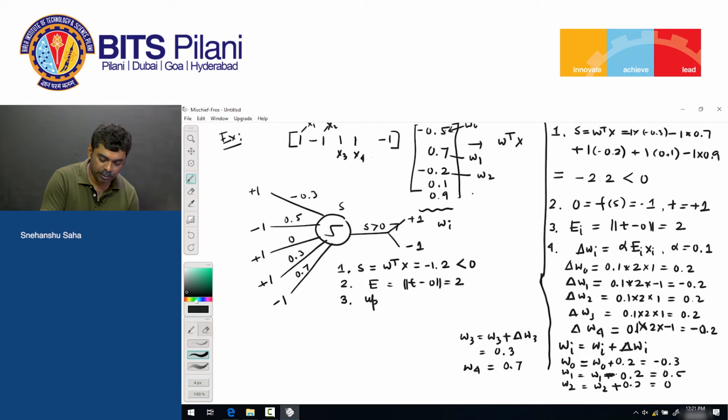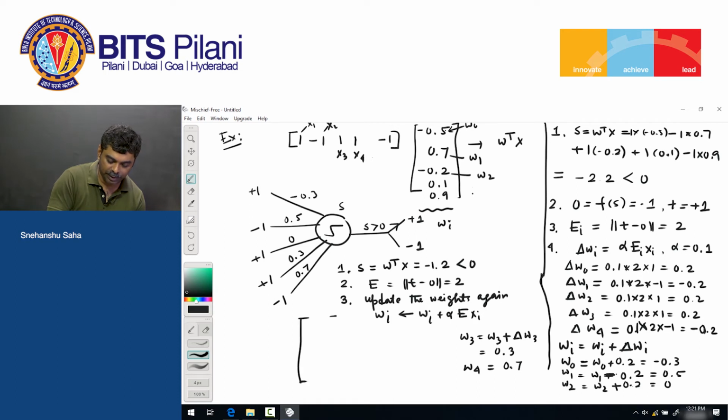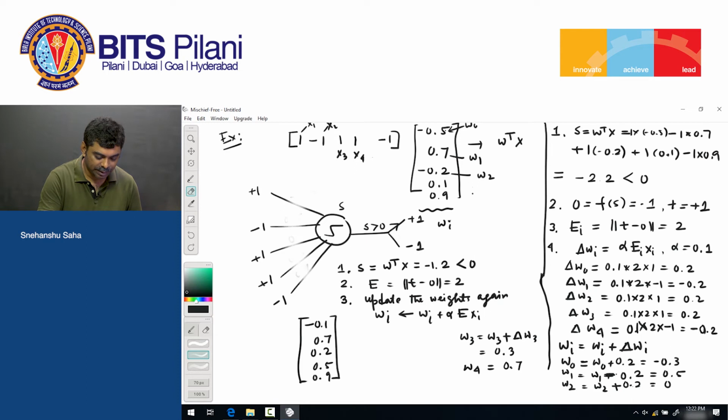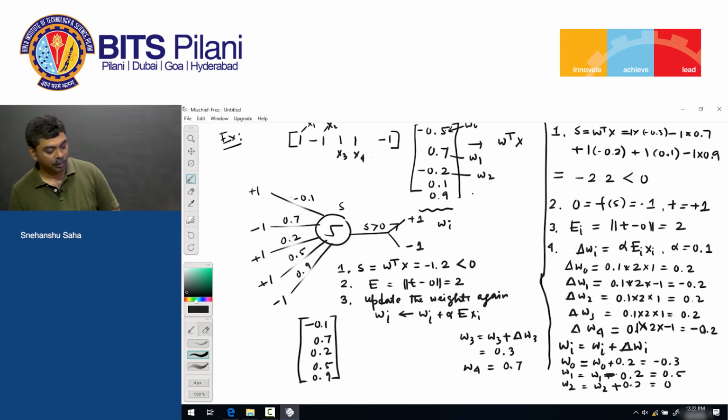So what do we do? Update the weights again, by the same update rule. If you do that, I'll just write down the updated weights straight away, instead of going through the same monotonous calculations, and I'll find that the new updates are this. Now I'm just going to replace the old weights from iteration 2 with the new weights that were just computed. So what are the new weights? -0.1, 0.7, 0.2, 0.5 and 0.9. Okay, great.